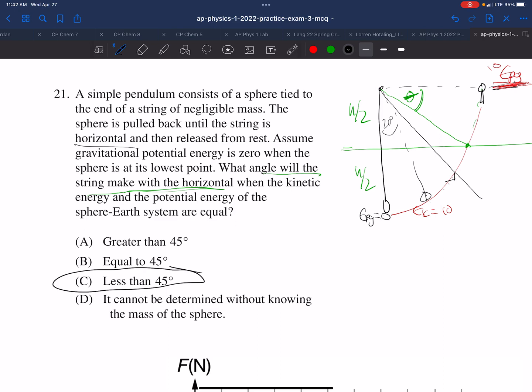Now, we could actually calculate this. The way we could do that would be to draw a right triangle like so. This is the hypotenuse, which represents the length of the pendulum, and this is the length L over 2. So the sine of theta would be L over 2 divided by L, which is L over 2 times 1 over L, which is 1/2. So what angle has a sine equal to 1/2? Well, that angle is 30 degrees. So again, that would be less than 45.